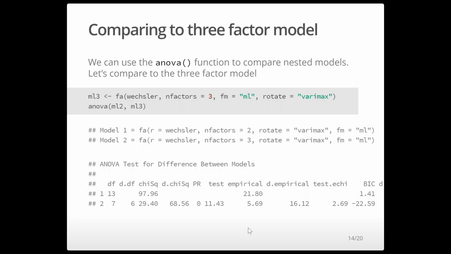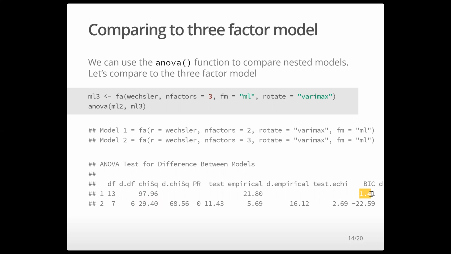So let's compare to the 3-factor model. We can use the ANOVA function to compare nested models. This gives us an output with lots of comparisons between them. It gives us the difference in the chi-square values. This is the chi-square value for the 2-factor solution. This is the chi-square value for the 3-factor solution. Degrees of freedom are here. Here's the difference in degrees of freedom, which is just 13 minus 7. Here's the difference in the chi-square, which is the difference in the 2 chi-squares. This is the p-value for the difference. So here we're essentially rejecting the null hypothesis that the 2-factor model fits as well as the 3-factor model.